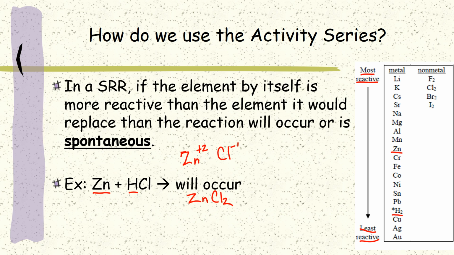Now, since zinc replaced hydrogen, what happens to hydrogen? It's going to be by itself. And how do I write hydrogen when it's by itself?